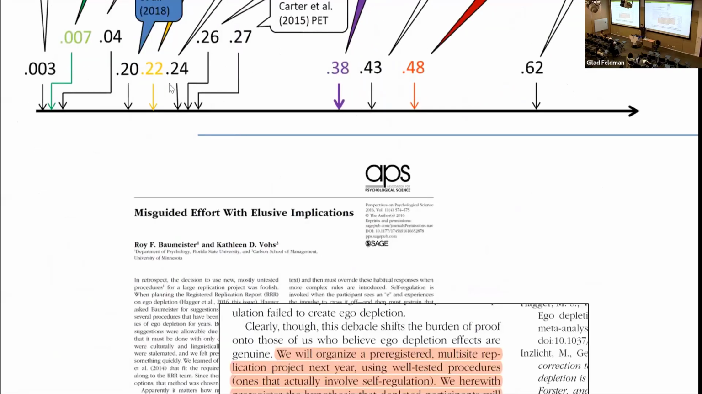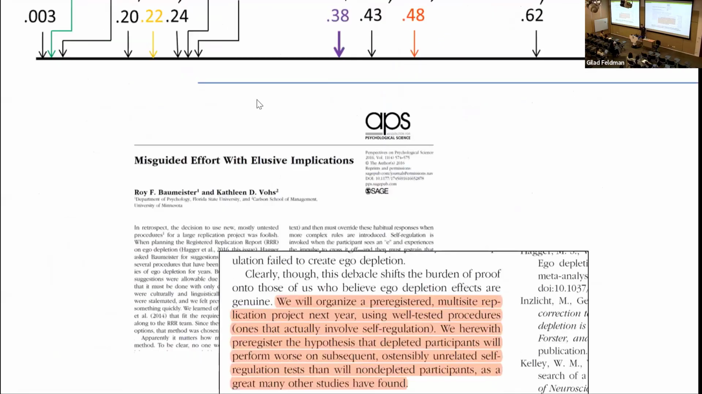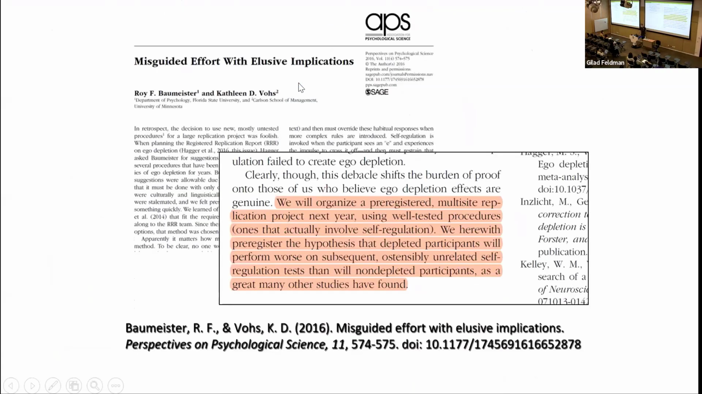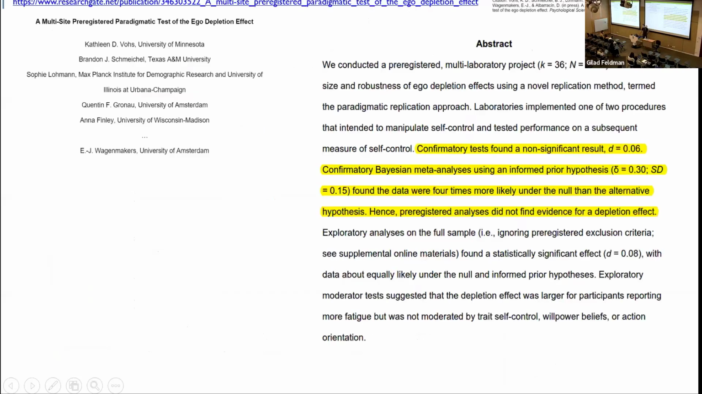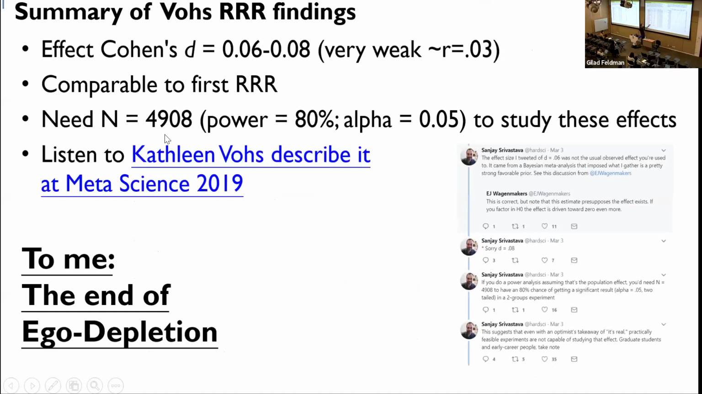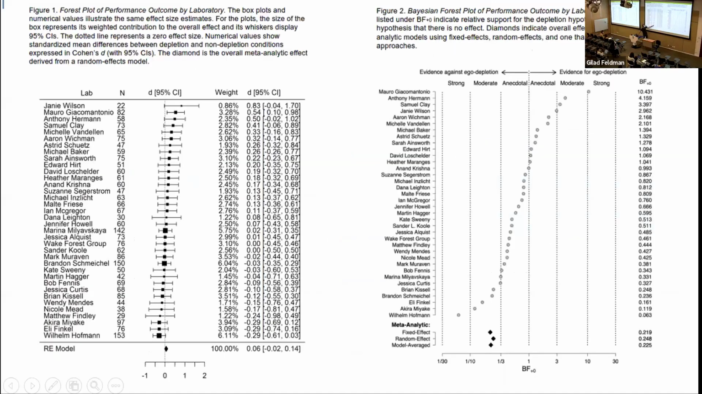This is the original, the first reaction that Roy and Vohs had to this, a misguided effort with elusive implications. However, they did their own RRR, and as you can see from this, you know how to read this sort of thing. When you look at this distribution, this is the null. Most of the conclusions are around 0.06, but it overlaps with the null. Therefore, the support for ego depletion is not strong, a very, very weak effect, and it still failed to reject the null hypothesis, even when you aggregate everything together.